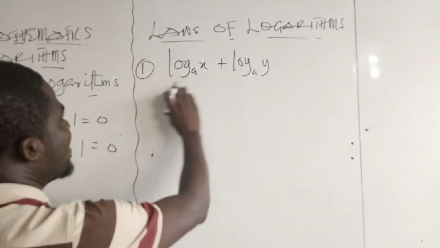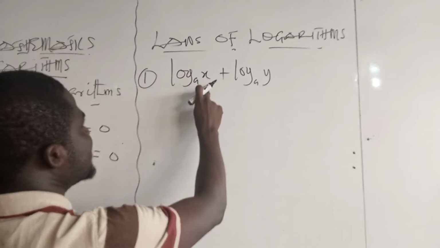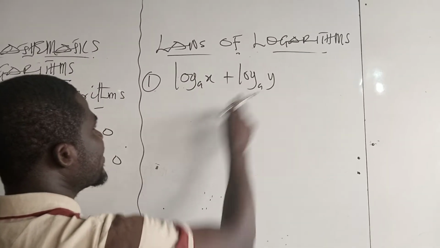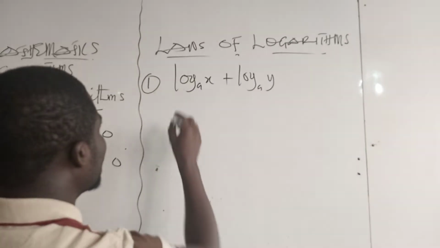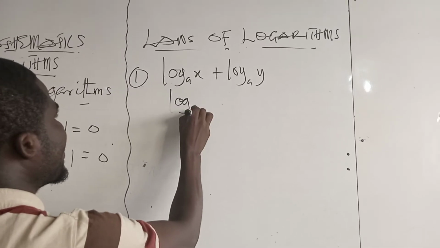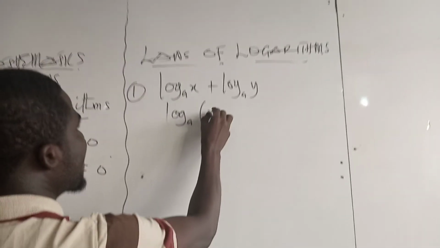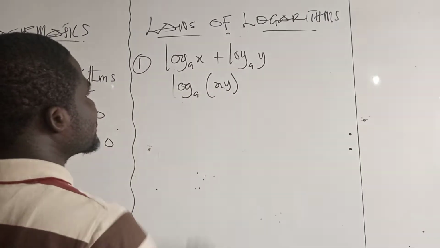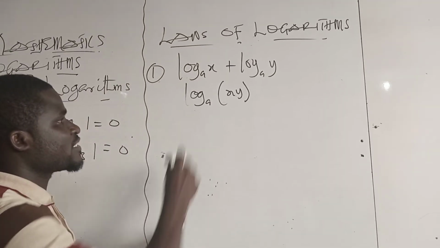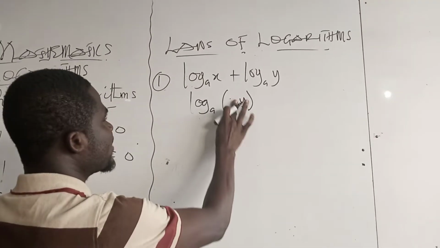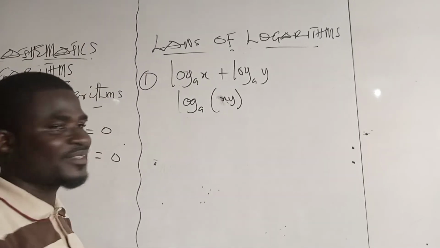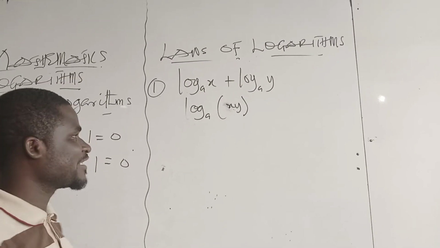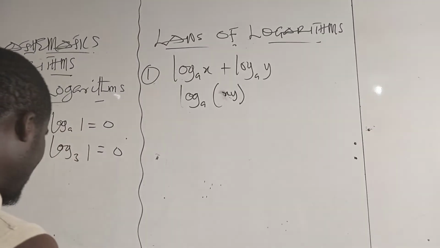So, if I have log A x plus log A y, then we can say that log A xy, because the x will multiply the y. So xy. Are you getting it? Good. So let's take an example and see.